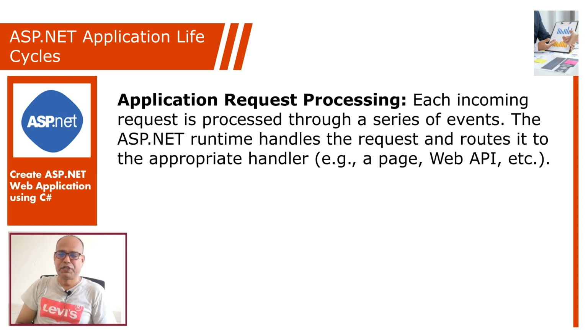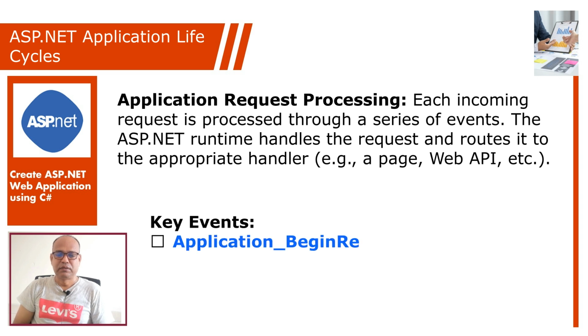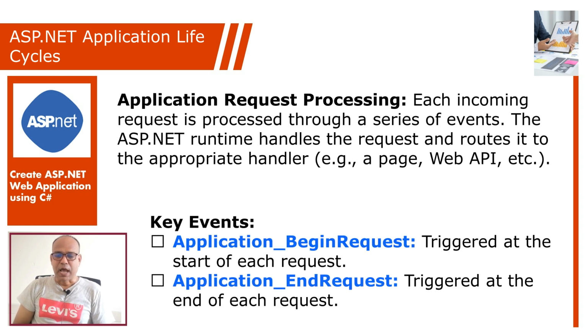Each incoming request is processed through a series of events. The ASP.NET runtime handles the request and routes it to the appropriate handler, for example a page, Web API, etc. Key events: Application_BeginRequest, triggered at the start of each request. Application_EndRequest, triggered at the end of each request.